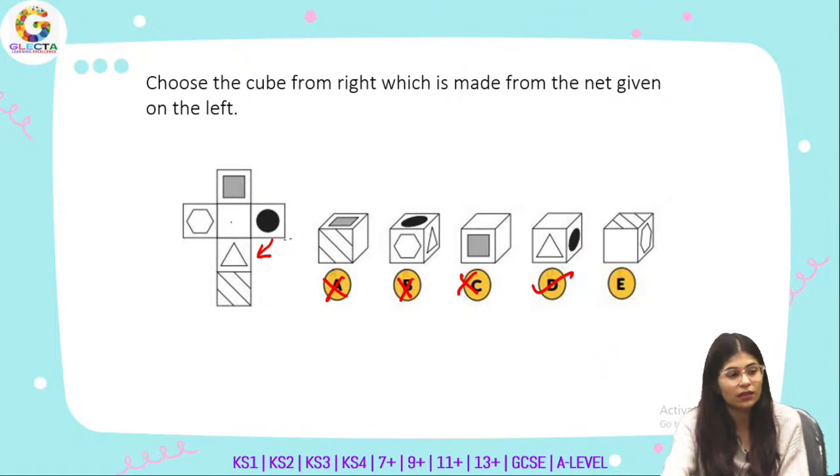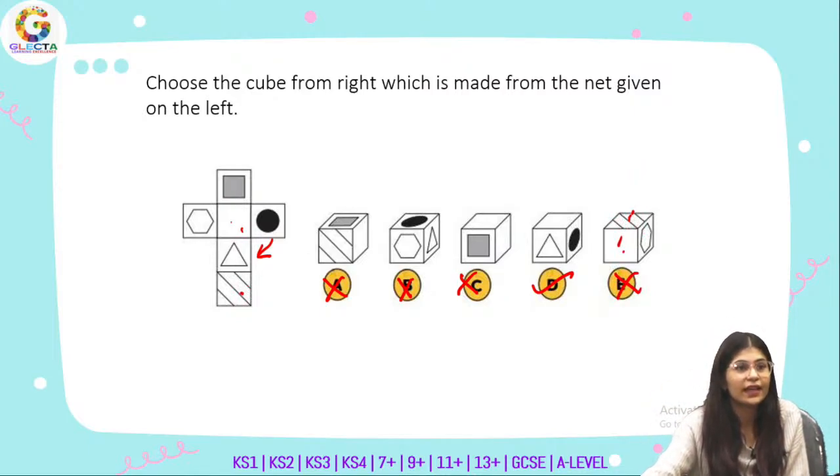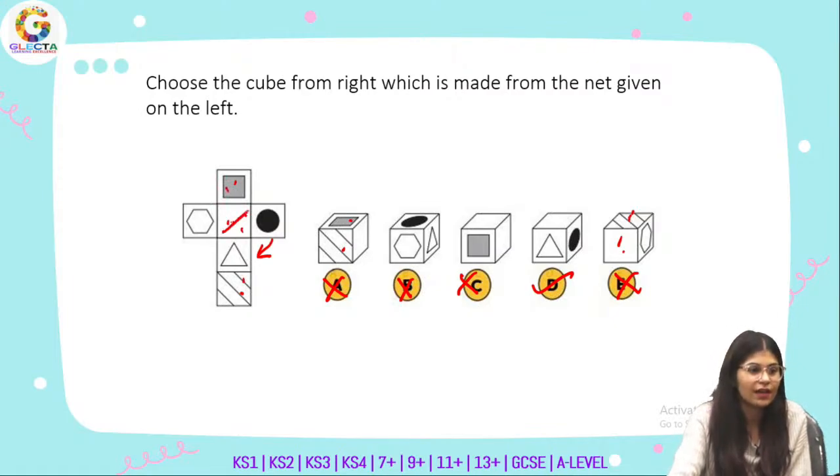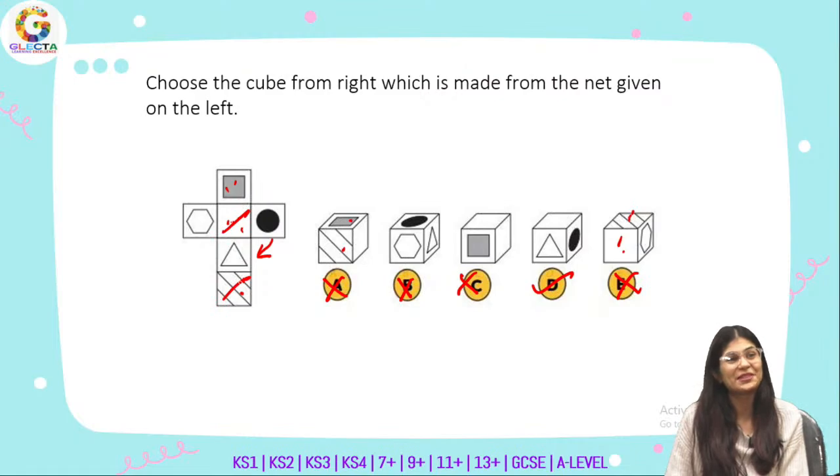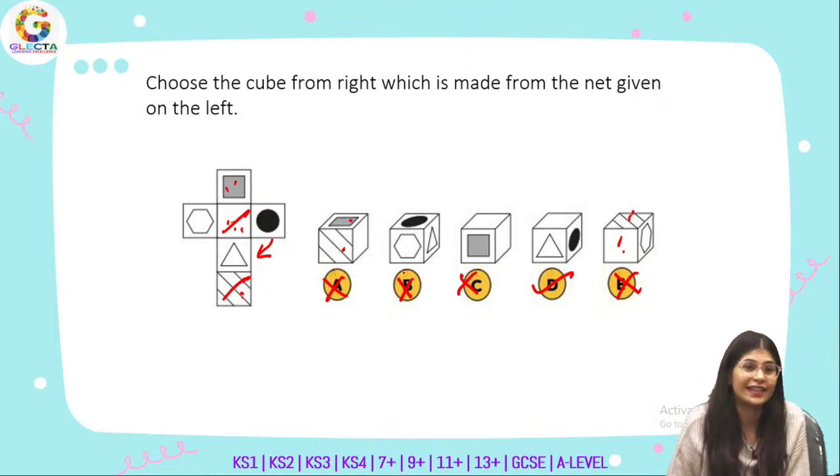To be on the safer side, check E as well. These are opposites in the net, so definitely not the answer. Yes, Arya? In A, what happened in A? Which ones are opposite? This and this? No, these are not opposites. Oh, these are opposites. Yeah, these. You have a good eye for opposites, Arya. That's perfect. Yeah, the blank and the lines are also opposites. So definitely not A either.